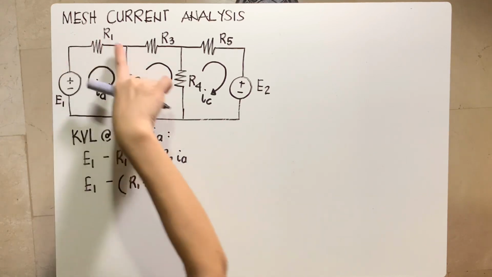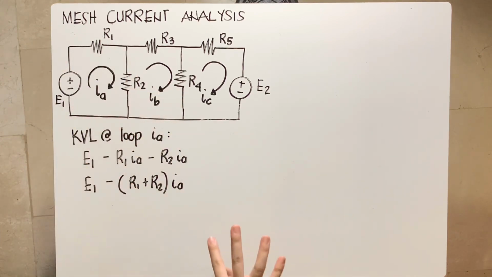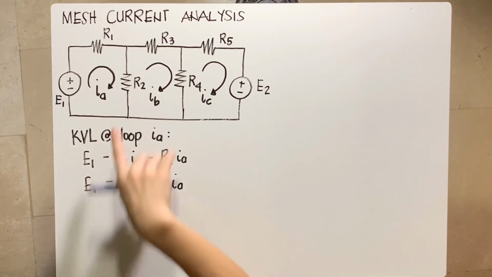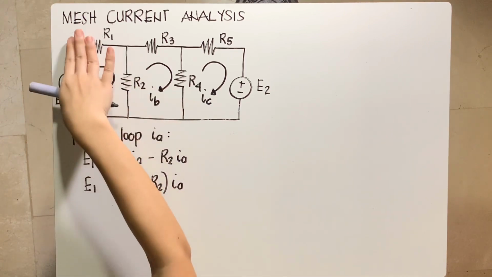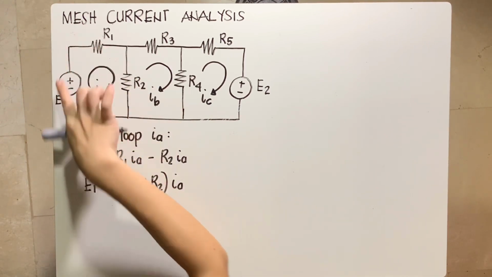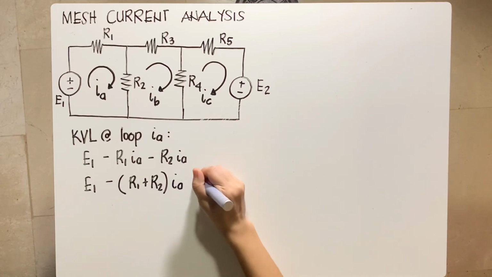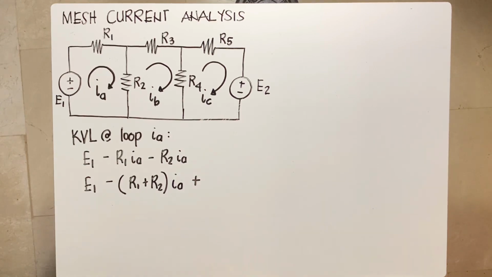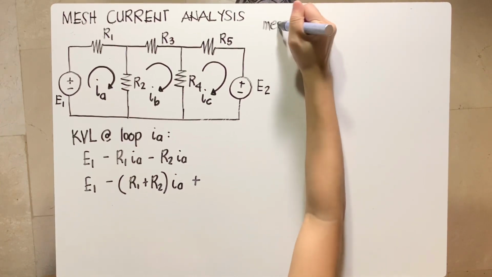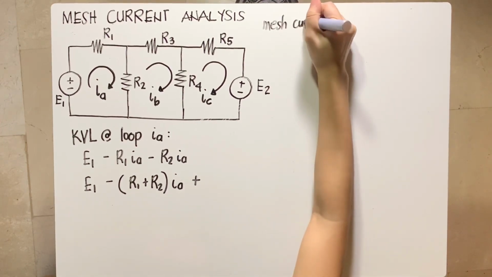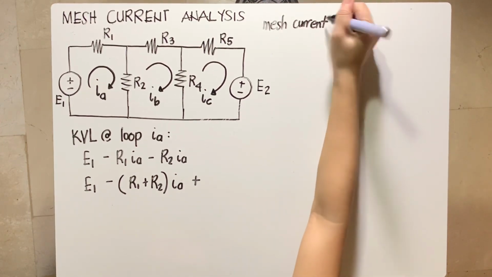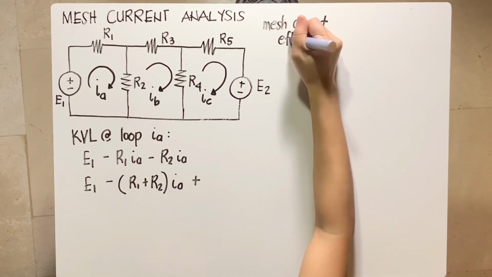After that, since tapos na tayo mag-KVL, di ba? Kung babalikan nyo yung Kirchhoff's natin, tapos na tayo. But this time, this is mesh. So, do not forget na after mo matapos yung loop, you have to add the so-called mesh current effect. Okay?